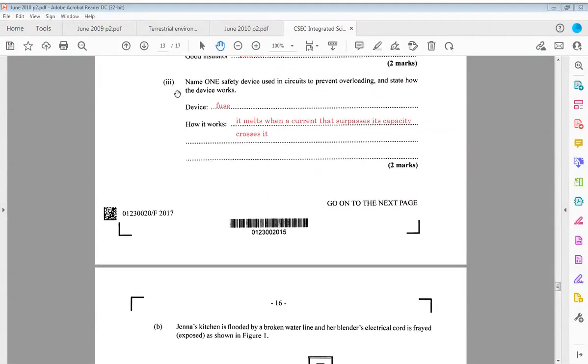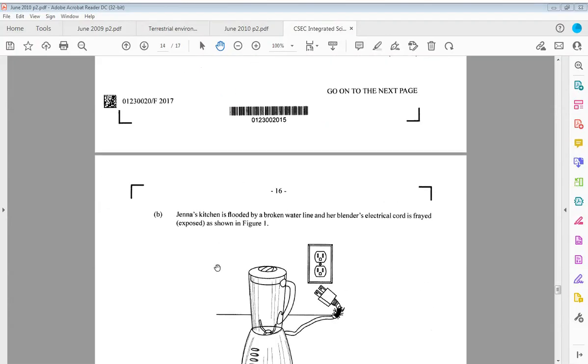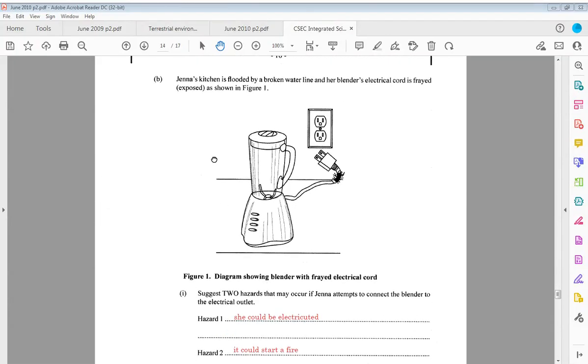Very simple. Question three. Name one safety device used in circuits to prevent overloading and state how the device works. So that device would be a fuse, and how it works, it melts when a current that surpasses its capacity crosses it. Now, part B.